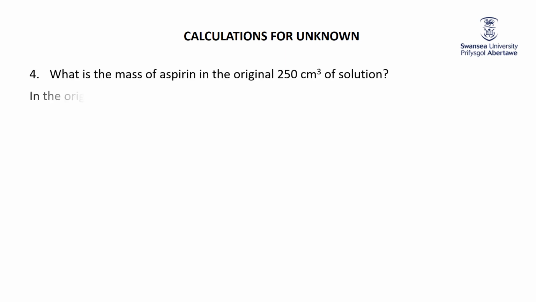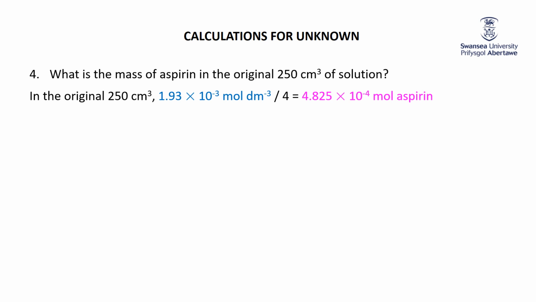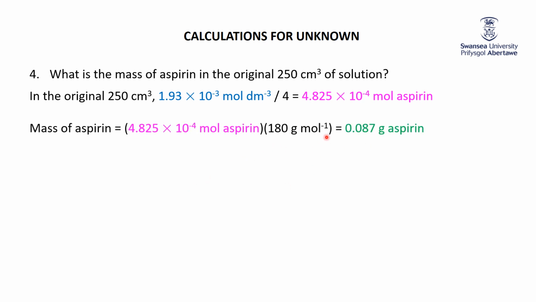So what's the mass of aspirin in the original 250 cubic centimeters of solution? Well, the concentration was 1.93 times 10 to the minus 3 moles per cubic decimeter, but I only had 250 cubic centimeters, or 0.25 cubic decimeters, so I have to multiply that by 4 to get 4.825 times 10 to the minus 4 moles of aspirin that were in that 250 cubic centimeters. Aspirin has a molar mass of 180 grams per mole, so 0.087 grams of aspirin.